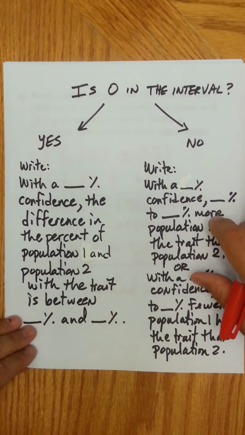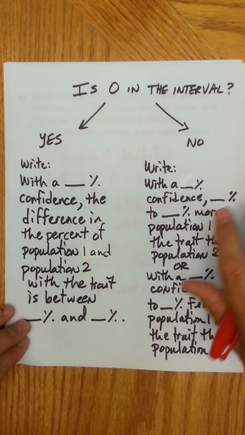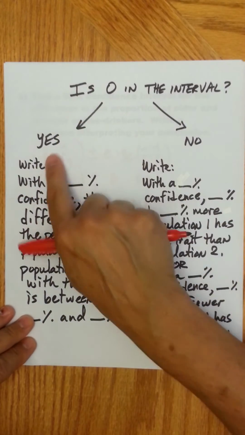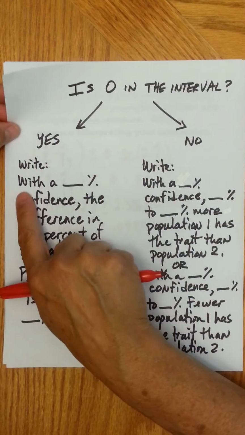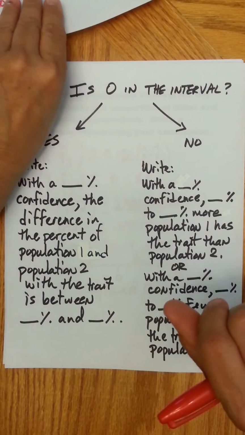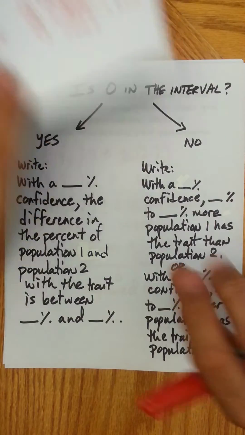So let's go back to, remember these papers that I'm pulling in here are from different videos. We looked at the conclusion and interpreting sentences. So is 0 in the interval? Yes, it is. So what do I write? I write with a blank confidence. In our case, we are doing a 98% confidence, right?